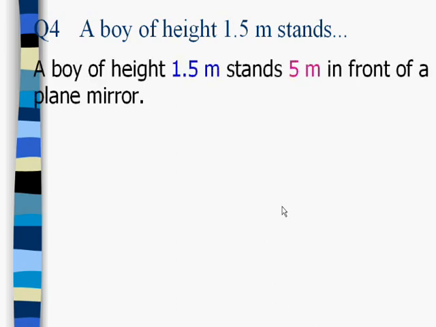Now, there is another question which says, a boy of height 1.5 meters stands 5 meters in front of the plane mirror. Can you tell what will be the size of his image in the plane mirror? Yes, this is the question which is actually the calculation of how much you have gained. The size of his image should be equal to, yes, very good, 1.5 meters. And how much is the distance of the image from the mirror? That is, v is equal to 5 meters here.